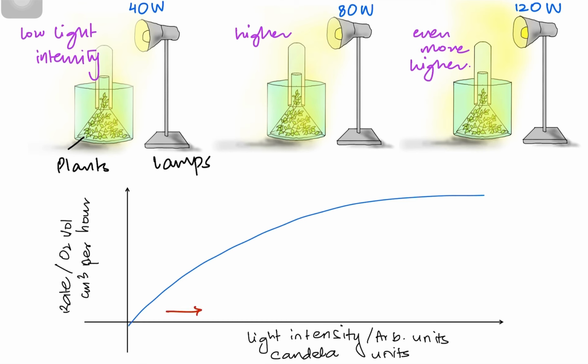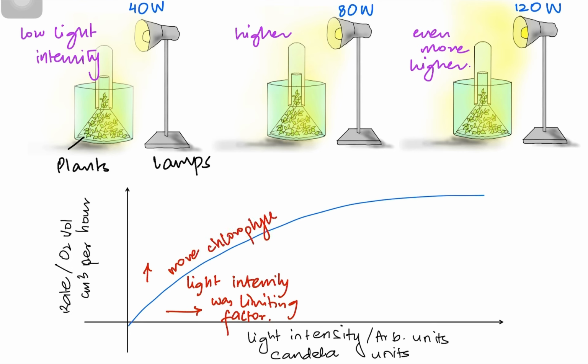I got a graph which increases and then plateaus and then becomes flat. In the beginning, it's a slanted line, which means as light intensity increases on the x-axis, the rate also increases, which means light intensity was the limiting factor. A limiting factor means that when you provide more light intensity, more chlorophyll was excited, more chlorophyll was illuminated by the light, and more photosynthesis could happen even faster.